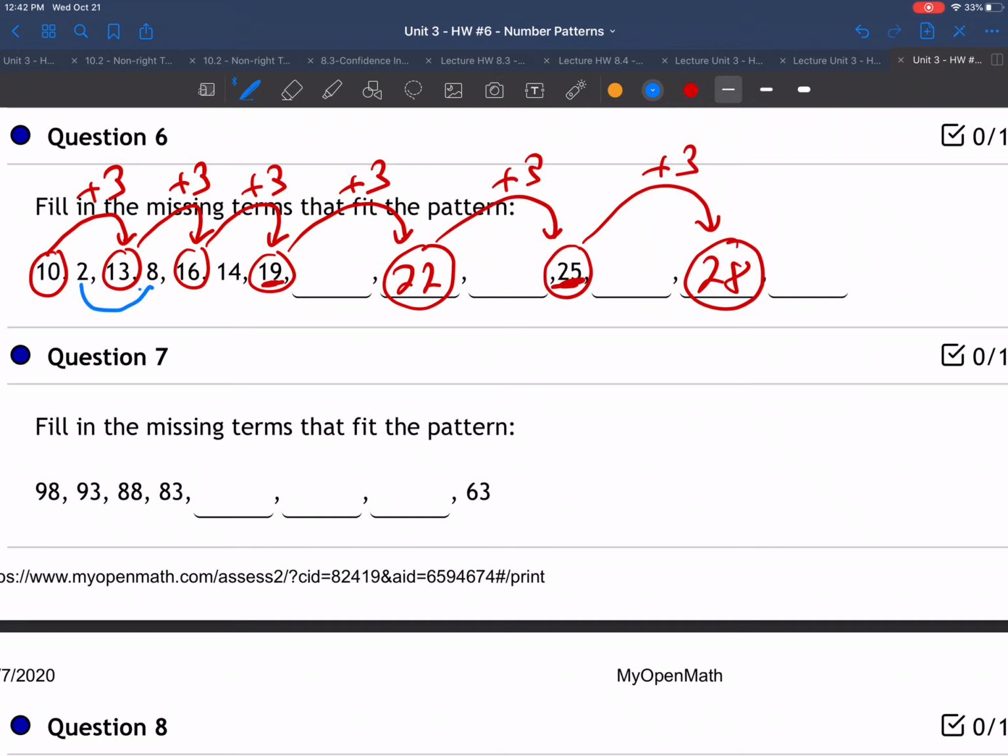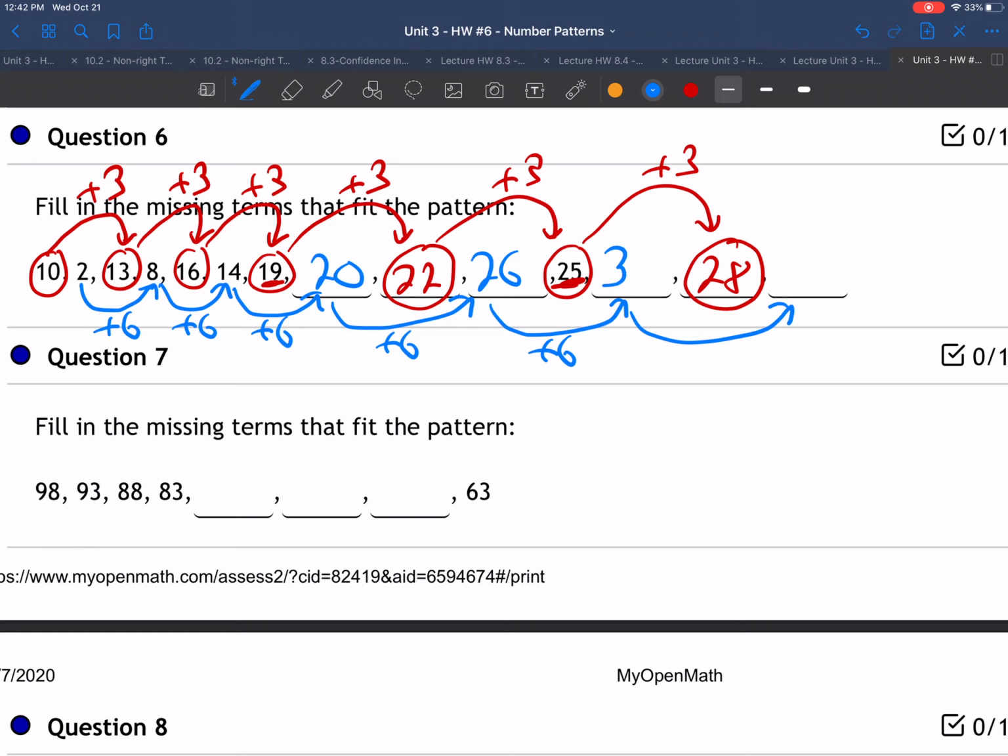How does 2 become 8? And 8 become 14. And boom, and boom, and boom, and boom. Well, you can see it, right? Add 6. Add 6. Add 6, this would be 20. Add 6, this would be 26. Add 6, this would be 32. Add 6, this would be 38. There we go. See how that worked perfectly?